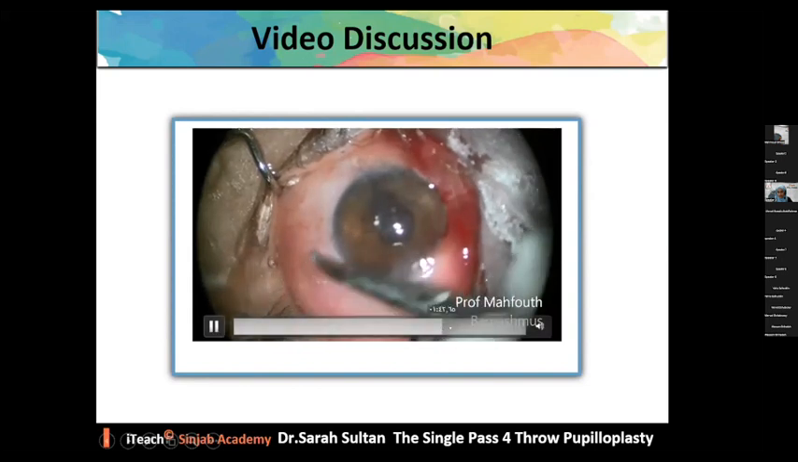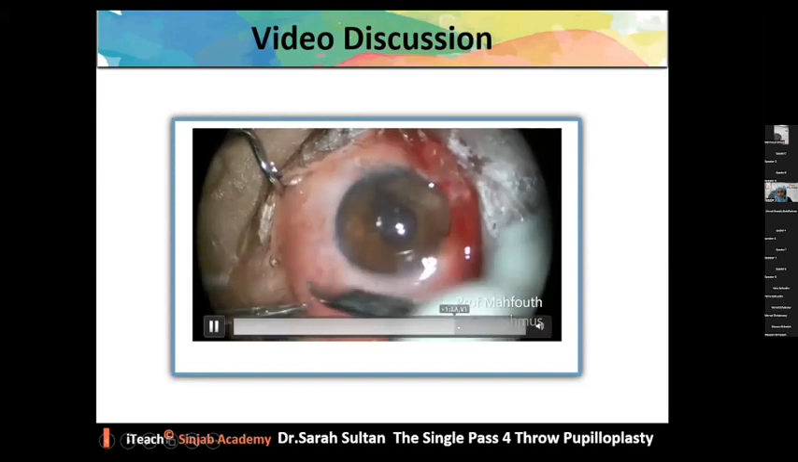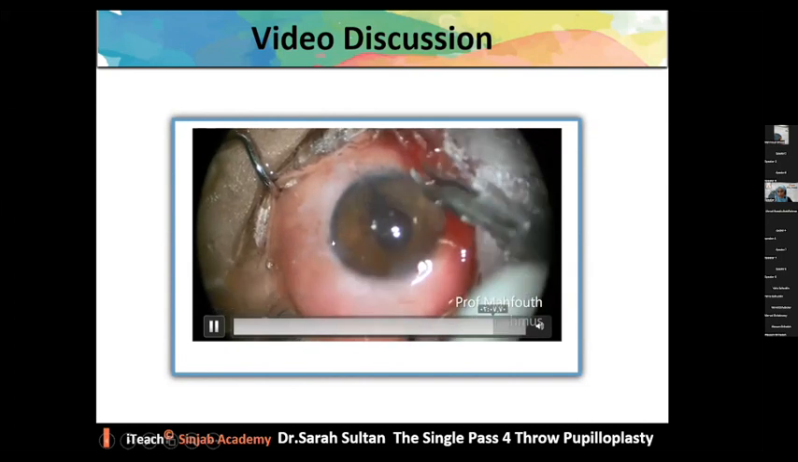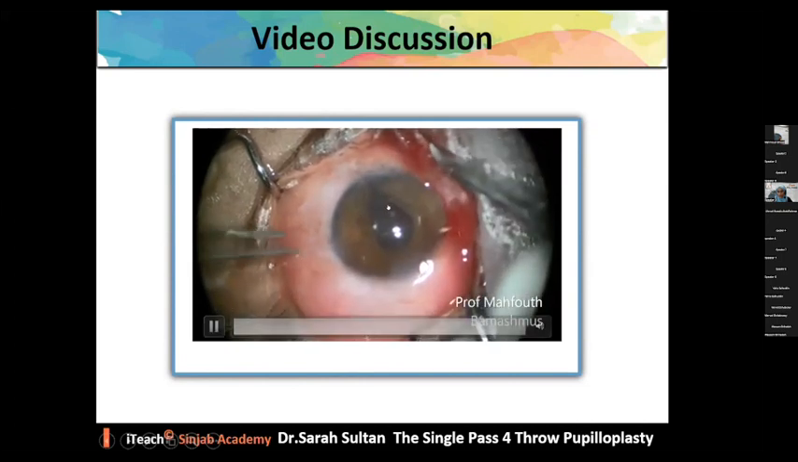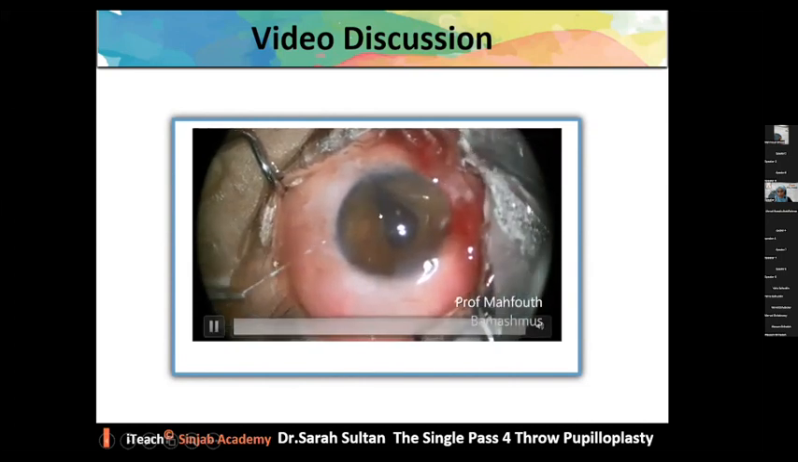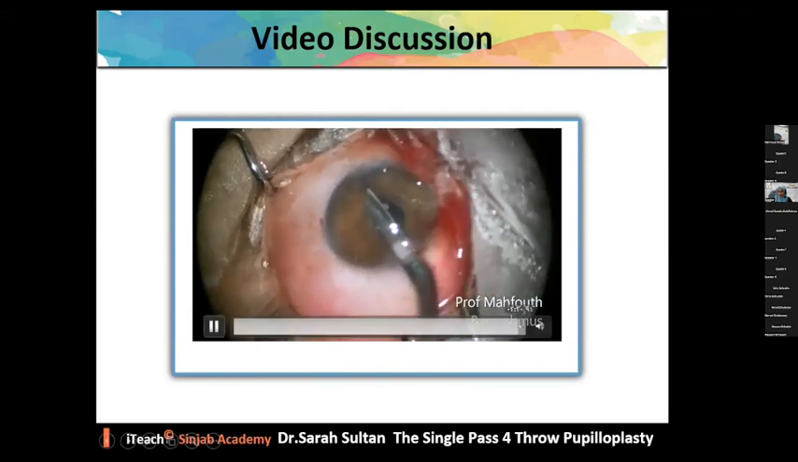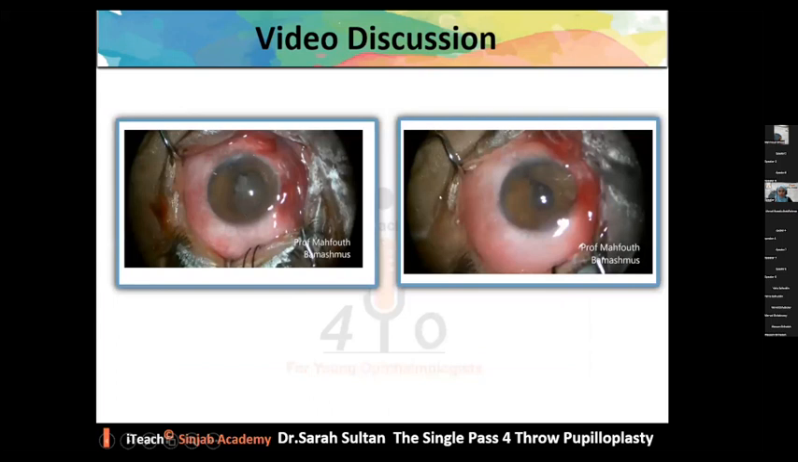And this is 4 throws. The two ends of the sutures are pulled away from each other. This approximates the two parts of the iris. And finally, cut it with microscissors. This is before the surgery, and this is after the surgery. With the appropriate pupil size, the patient achieved the best visual performance.